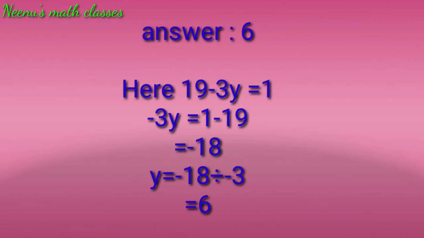To find the solution, here we get 19 minus 3y equal to 1. That is minus 3y equal to 1 minus 19. We got minus 3y equal to minus 18. That is y equal to minus 18 by minus 3, which is equal to 6. That is, the value of y equal to 6.